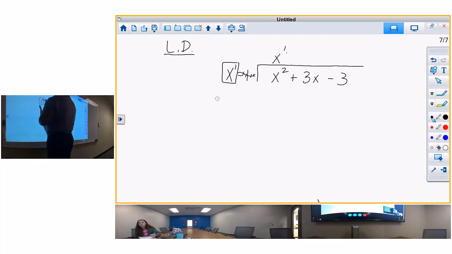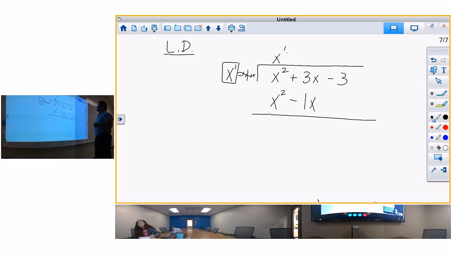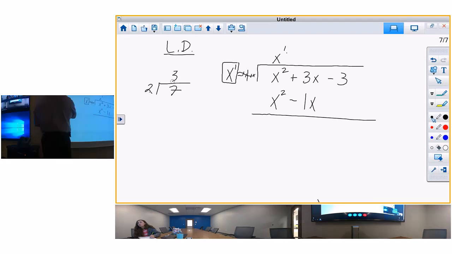X to the first times x to the first is x what? X squared, Hubert. That's right, class. X to the first times negative 1x is negative what? Negative 1x. What do you always do when you do that line right there? What do we always do? Let's go back and check. Let's go back to 2nd grade or 3rd grade. 2 will go into 7. 2 goes into 7 3 times. 3 times 2 is 6. What do we always do? We always subtract.